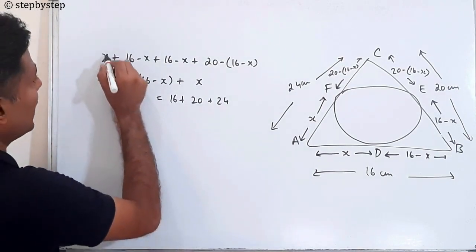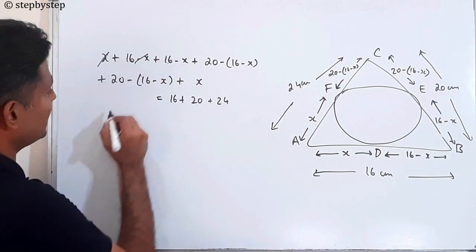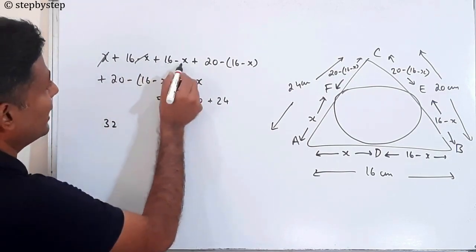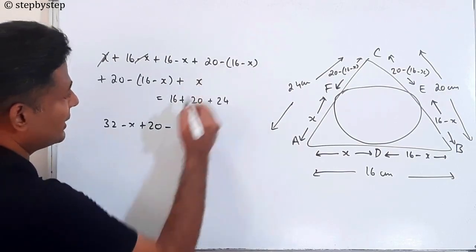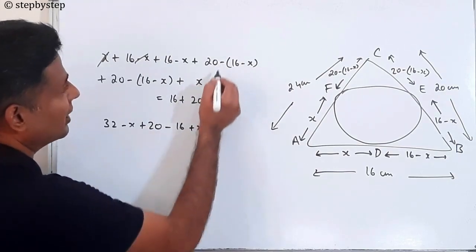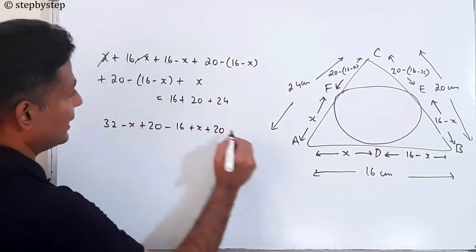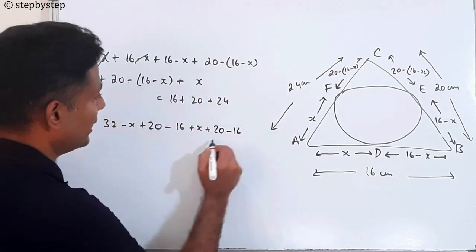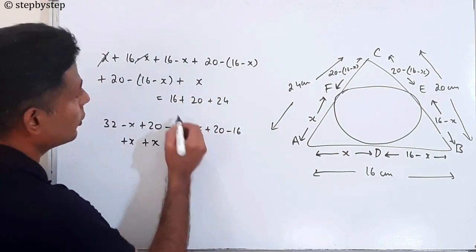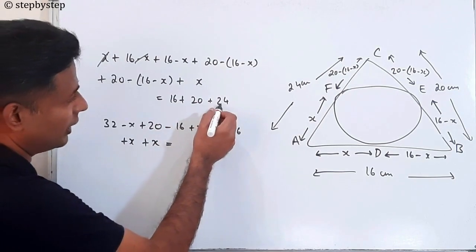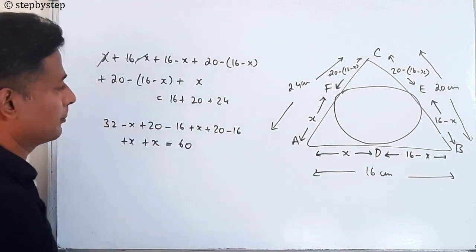Alright. So plus x minus x cancels. Then okay, we'll open the bracket. 16 plus 16, 32 minus x plus 20 minus 16 plus x, minus into minus plus x, again plus 20 minus 16 minus into minus plus x equal to 16 plus 20 plus 24, 20 plus 24, 44, 44 plus 16, 60.